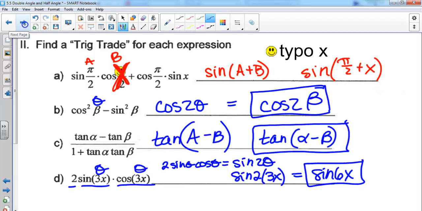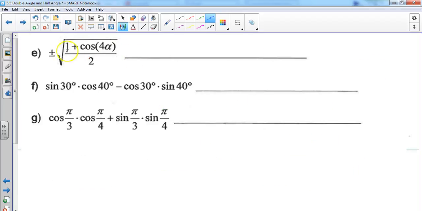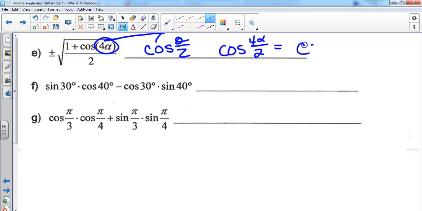Do a couple more. Where's this one? It is the cosine of theta over 2, but what is our theta? So it's the cosine of 4 alpha over 2, which would reduce to that's a 2 and an alpha. Sorry, looks like a 22, badly written.